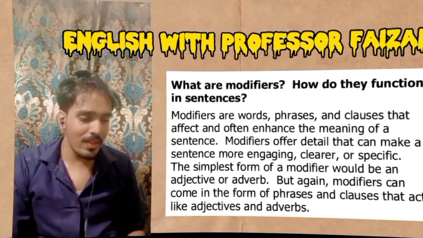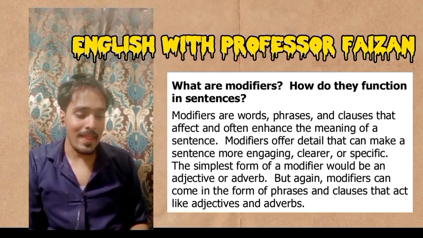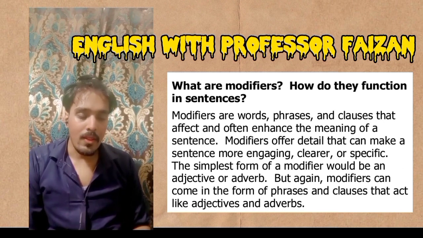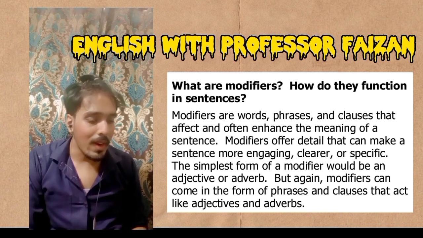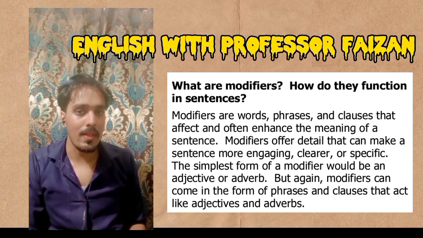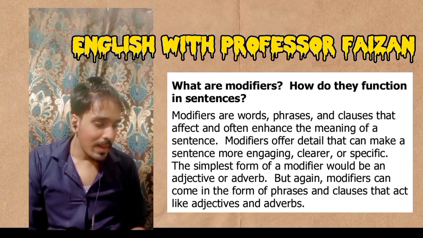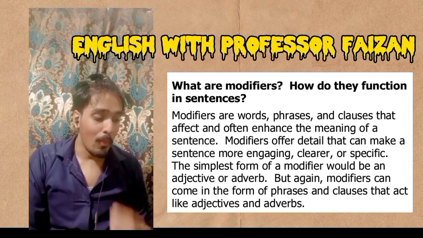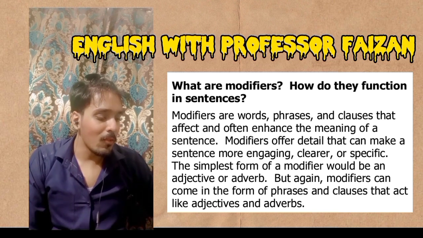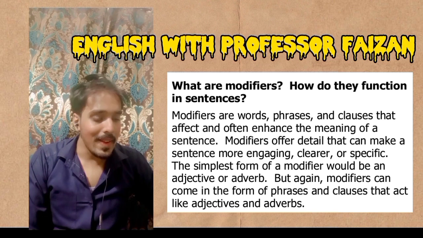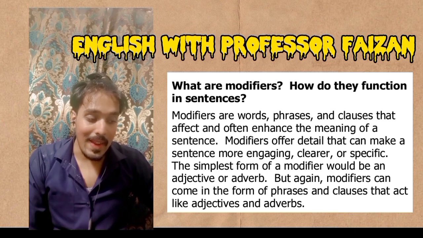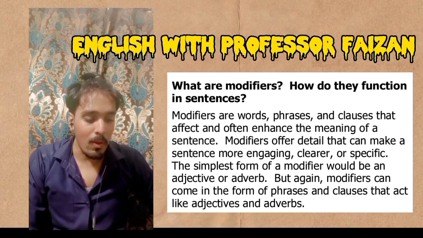The very first question that arises into our mind is, what are modifiers and how do they function in a sentence? The answer to this question is: modifiers are words, phrases and clauses that affect and often enhance the meaning of a sentence. Modifiers offer detail that can make a sentence more engaging, clearer or specific. The simplest form of a modifier would be an adjective or an adverb. But again, modifiers can come in the form of phrases and clauses that act like adjectives and adverbs.